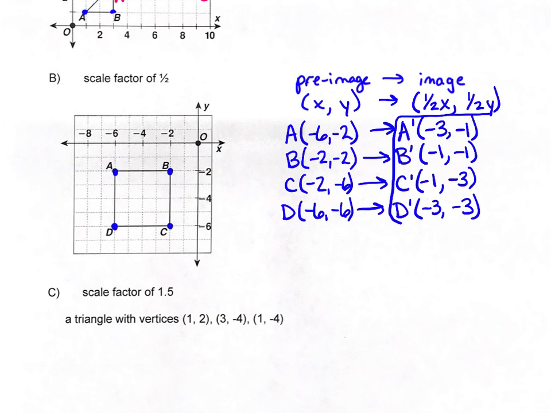I've now got my ordered pairs. I could graph it. If I did, I would see that my square's side lengths are half what they started out being. I could quickly do that. (-3, -1), (-1, -1), (-1, -3), and (-3, -3), and you see that it is half the side lengths, and it's closer to the origin. It's not stretched out as far.